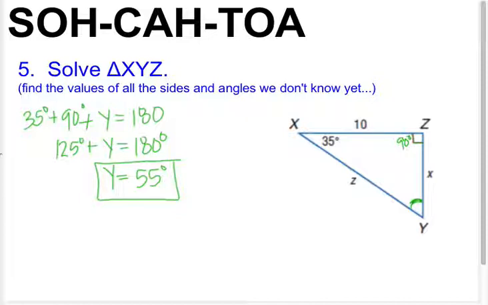So that is all of my angles. Now I need to go ahead and find my sides. I need z and I need x. Okay, I recommend using the information already provided. So let's go ahead and find x first.